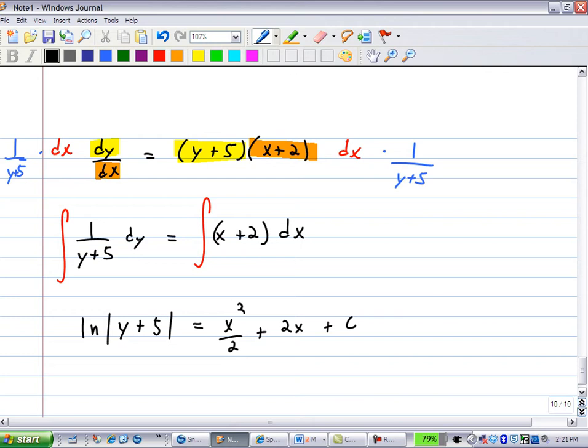So the left side was the natural log of the absolute value of y plus 5. And we know that when you're differentiating the natural log function, it's 1 over what you've got times the derivative of what you've got. So 1 over y plus 5 times, well, what's the derivative of y plus 5 with respect to y? Just 1. So it's just kind of checking my work, making sure that I anti-differentiated correctly.